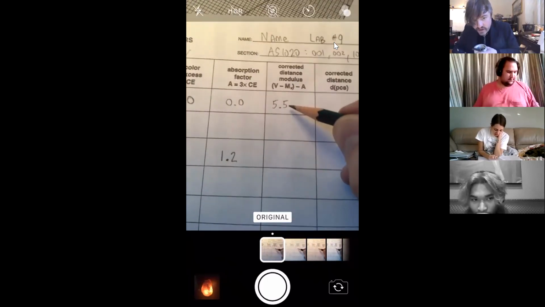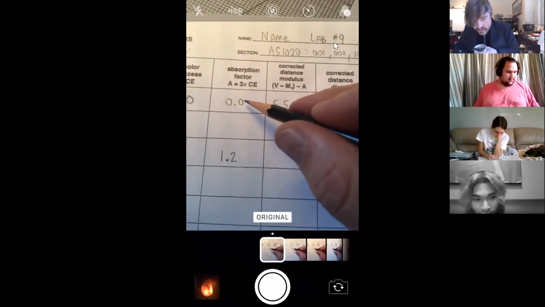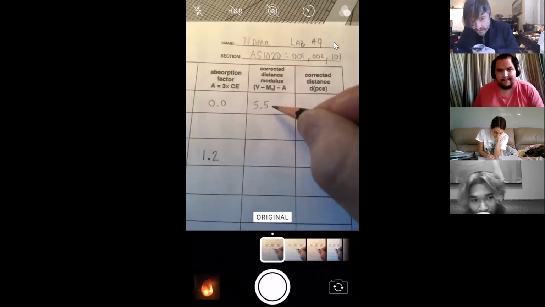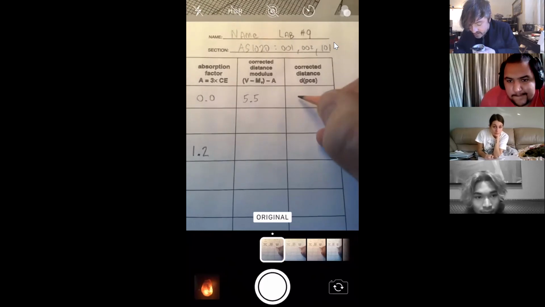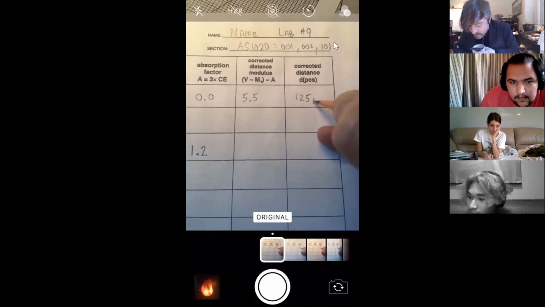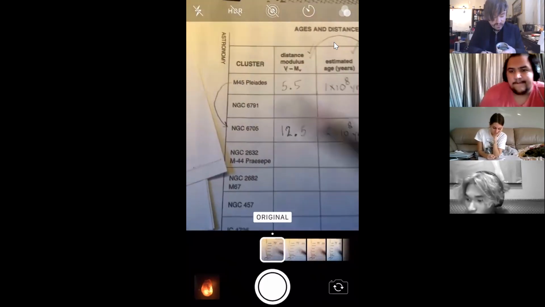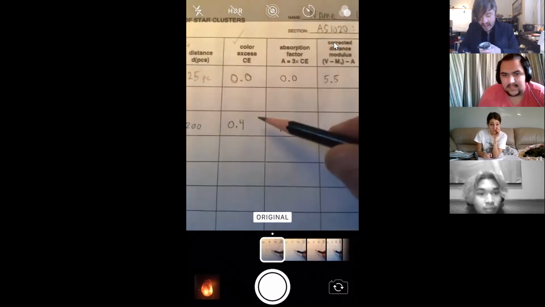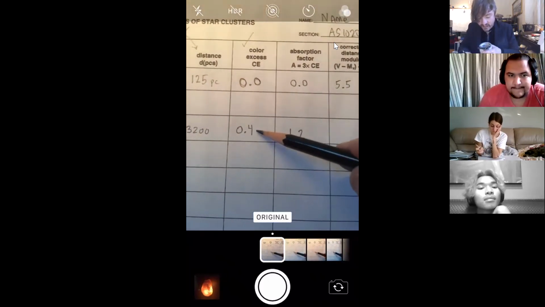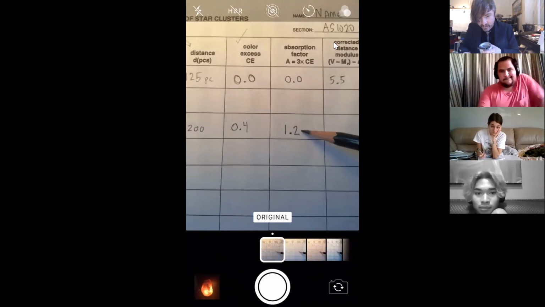There was, however, no change in the magnitude of the stars due to dust. 5.5 minus 0 is still 5.5, and that means the distance stays the same. The distance to Pleiades was not affected by intervening dust. But that's not true for the cluster NGC 6705. It has an effect of extinction and reddening, and some of the light was being absorbed.